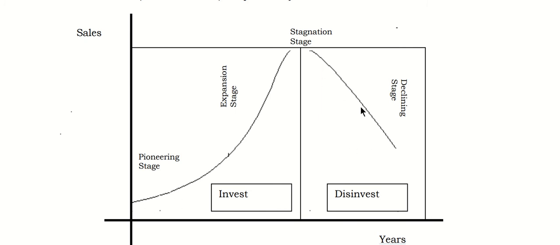So this is the life cycle of industry. The first stage is pioneering, then expansion, stagnation, and decline. In pioneering and expansion, one can buy, one can invest, and once the company has reached stagnation, one should sell it off. Stagnation and decline, one should sell it off at the best price possible, right?